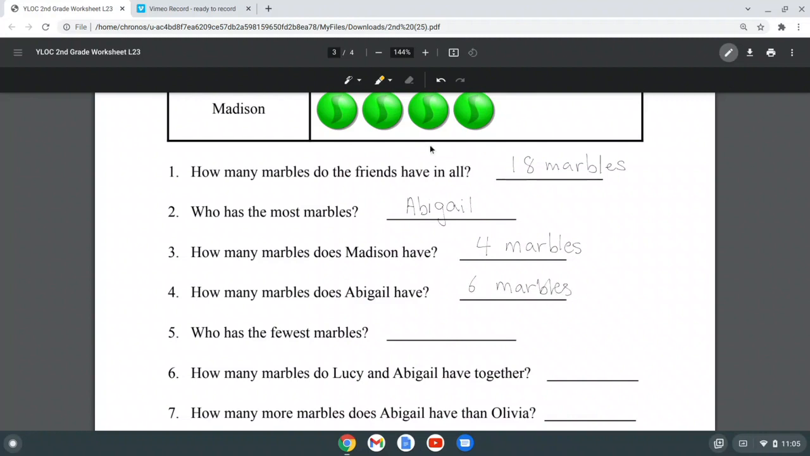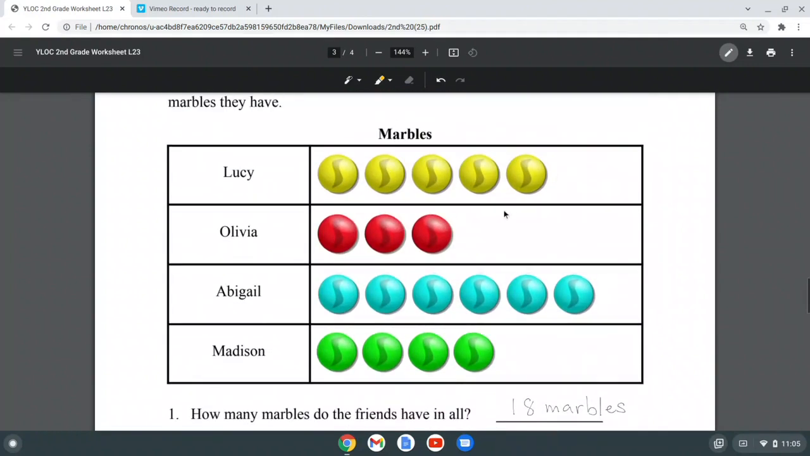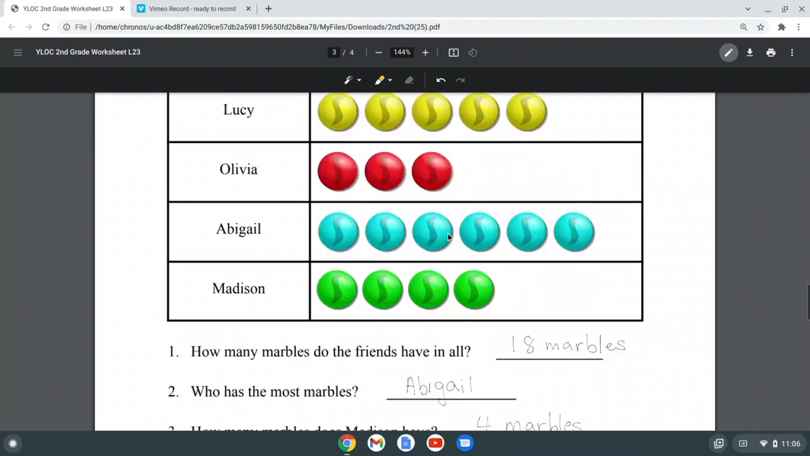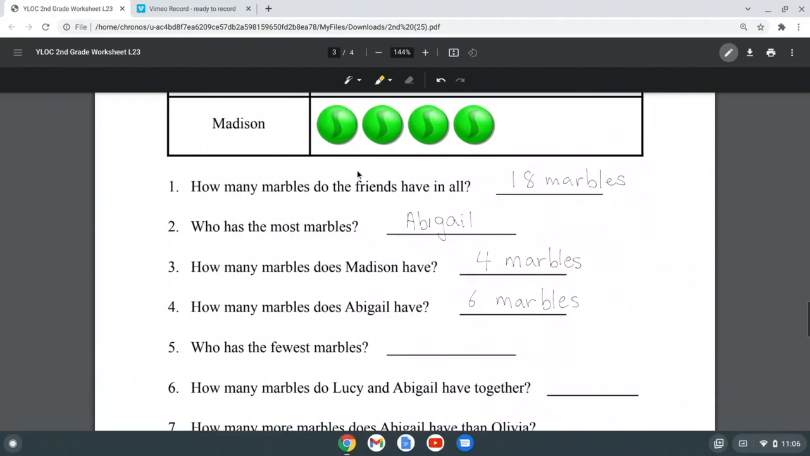Who has the fewest marbles? If we look up here, let's look at the blank spaces. This one has most, this one has second most, this one has third. This one only has 3. So Olivia has 3 marbles.